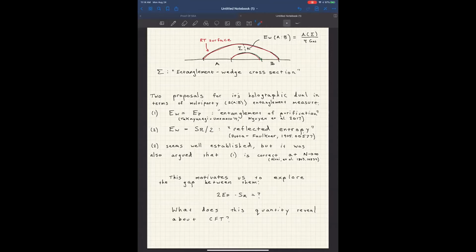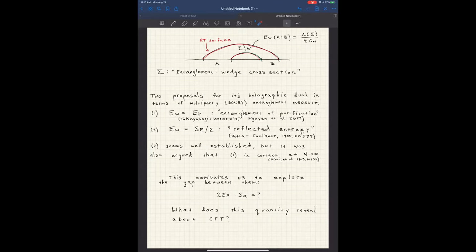Now, if you look at a qubit system, EP and SR/2 are just different. There's no reason they should be the same. So naively, these two are in contradiction to each other. So one nice thing about SR compared to EP is it's something you can actually compute from the point of view of the boundary using replica tricks for the CFT. So they were able to investigate this quantity pretty quantitatively, and it seems pretty well established that indeed SR/2 is dual to the entanglement wedge cross-section.